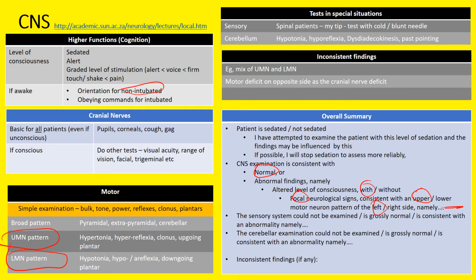Then you say, I could not really examine the sensory system, but when I gave a painful stimulus, he did respond. He did wake up or whatever. I didn't do a cerebellar examination because he's unconscious, etc. And these are my inconsistent findings. These findings I really couldn't piece together. So this is how you put everything, you give an overall summary. And at the end of the summary, you should have some syndrome of CNS. Okay, and I'll come to the syndromic CNS in a minute.